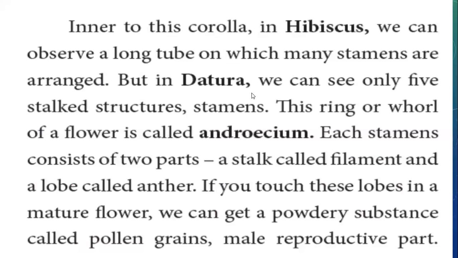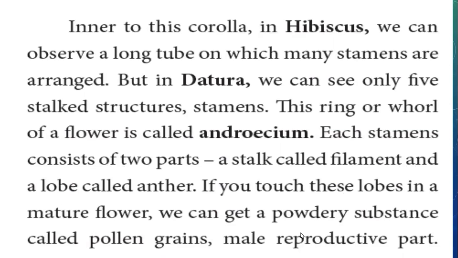But in Datura metel, we can see only 5 stalked structures, the stamens. This ring or whorl of a flower is called the androecium. So the first whorl is the calyx, the second whorl is the corolla, and the third whorl is the androecium. Each stamen consists of 2 parts: a stalk called the filament, and a lobe called the anther.